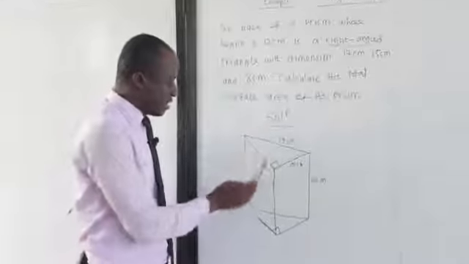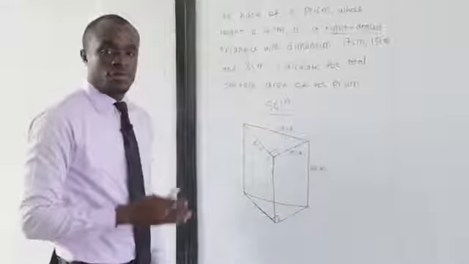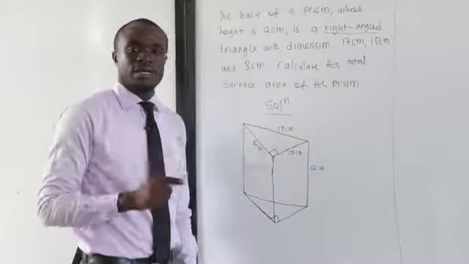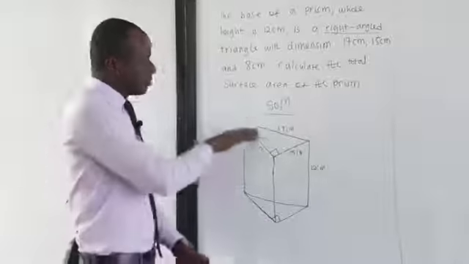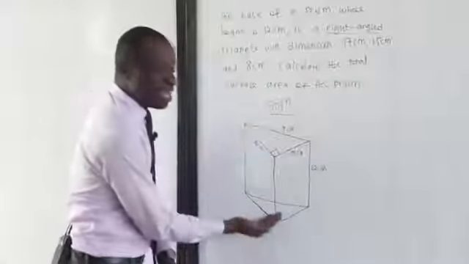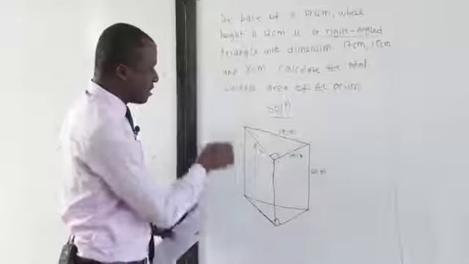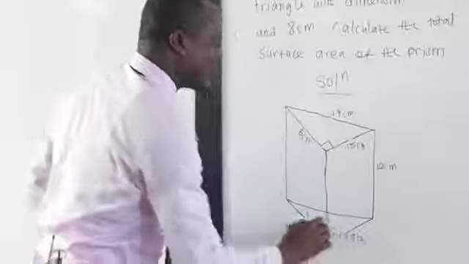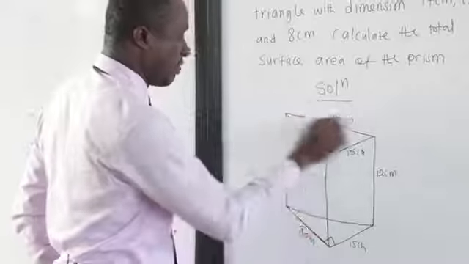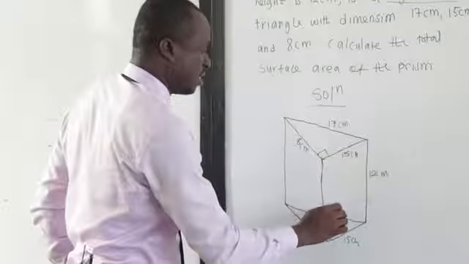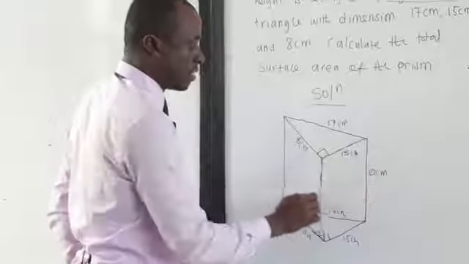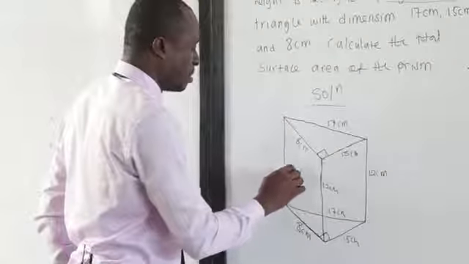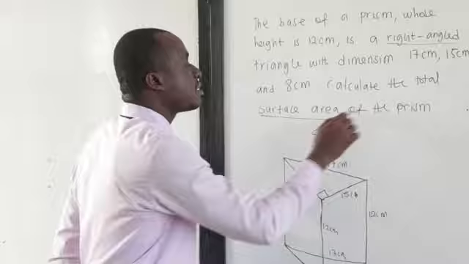Clearly we can see that this is a triangle, and the area of a triangle is half times the base times the height. And because it is a prism, clearly the area on top is the same as the area beneath. So if this is 8 centimeters, then this one too is 8 centimeters. This is 15 centimeters, and this side too is 17 centimeters. Now the height is 12 centimeters, so this side too is 12 centimeters.